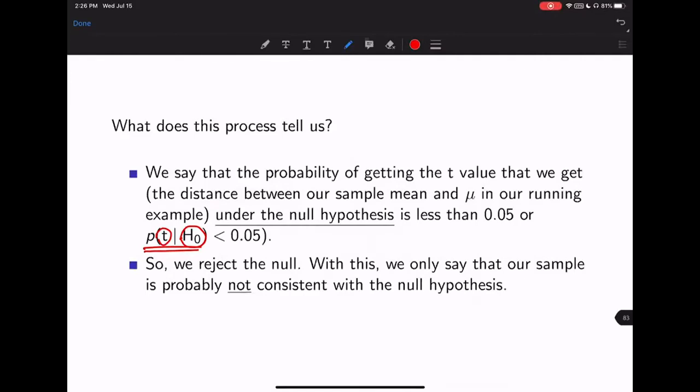If we get this value, and it's lower than 0.05, what we mean is that our sample is not consistent with the null. In layman's terms, you can say our sample does not seem to come from the null hypothesis. After all these steps you have taken, this is the only thing we can say about the p-value. We reject the null, and what we mean by that is that we don't think our sample, our data, are consistent with the null hypothesis.